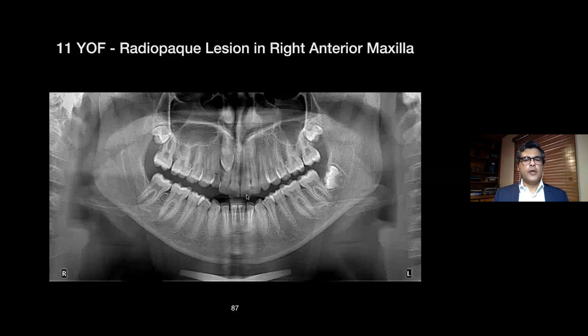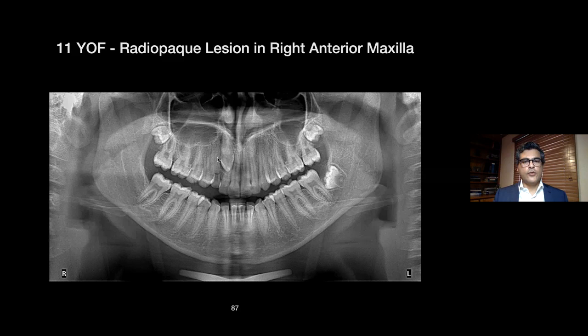An 11-year-old female seen in the orthodontic clinic for orthodontic treatment, with a radiopaque lesion in the right anterior maxilla. This is the lesion we are referring to. It was being decided what to do with this impacted canine. Of course they wanted to bring it into the arch and align the dentition. But then it was decided there seems to be something along the distal side of that tooth, so it was decided to take a cone beam CT scan.